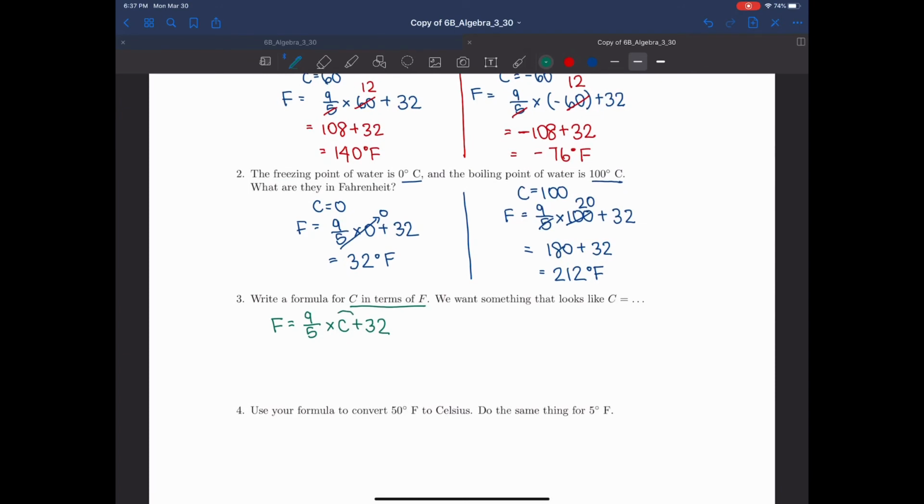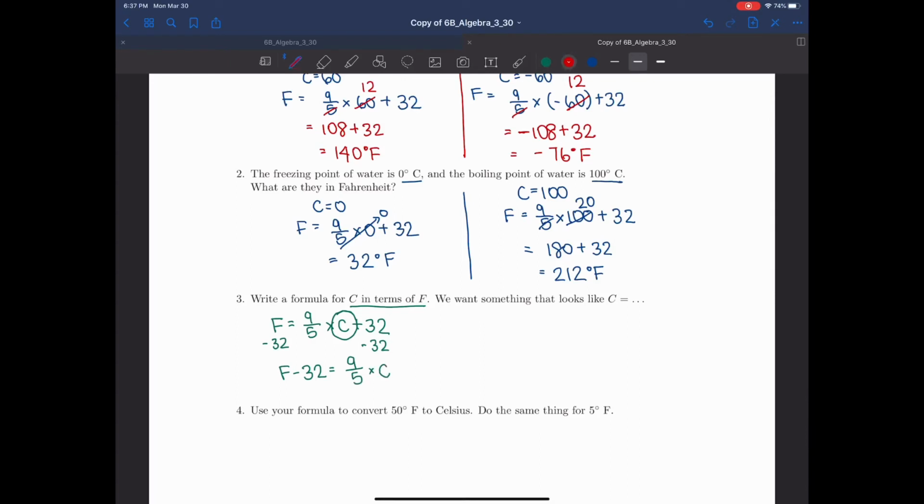So I want to isolate this guy. I'm going to subtract 32 from both sides. It's kind of like step 1 to isolating this, where imagine all this stuff cluttered around C. It's kind of like layers of a present. We want to unwrap from the outside in. So now we have F minus 32 is equal to 9 over 5 times C. Right?